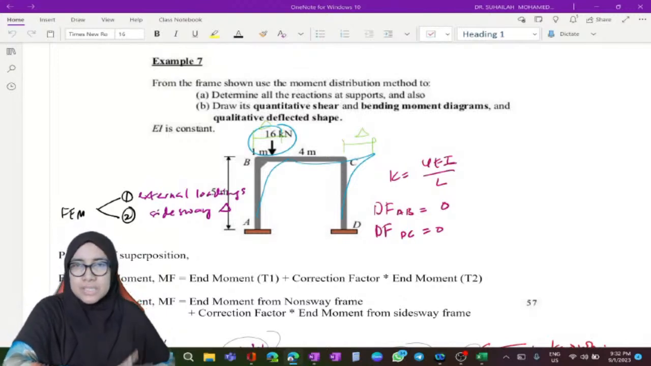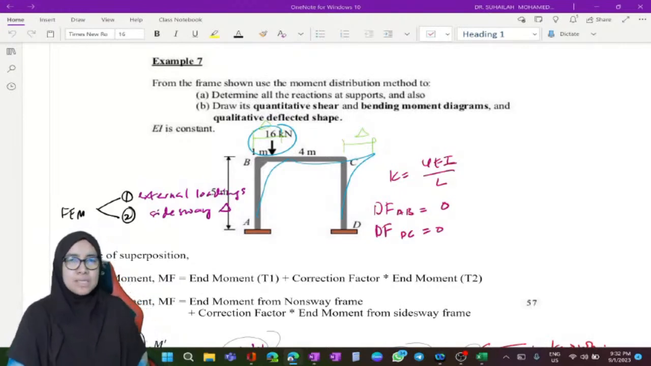Okay, so this is series number 3, analysis of frame using moment distribution method. So we are going to continue. In the first series, I have actually explained about this frame. This frame is a sidesway frame, because the frame is unsymmetrical due to loading. Even though the geometry is symmetrical, due to loading, the frame will tend to sidesway to the right direction.